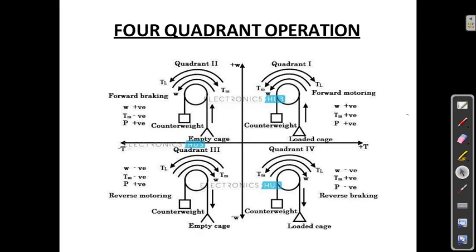Today we are going to see about the four quadrant operations. What are the four quadrant operations? Here it is said that motoring and braking mainly take place.